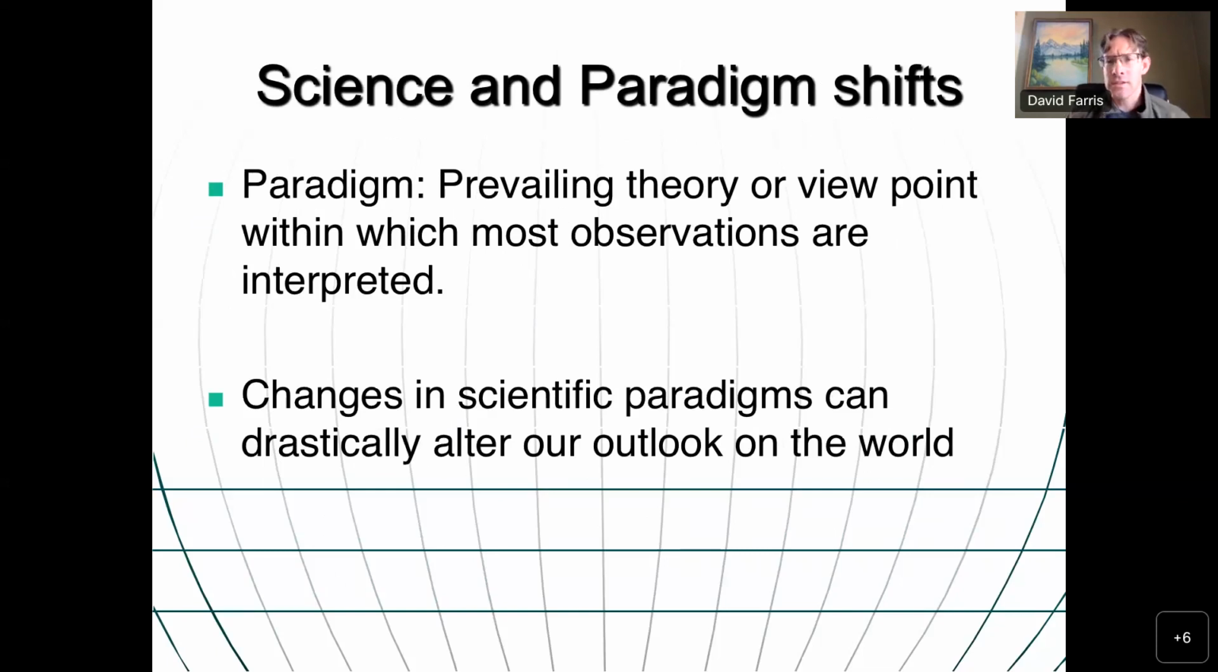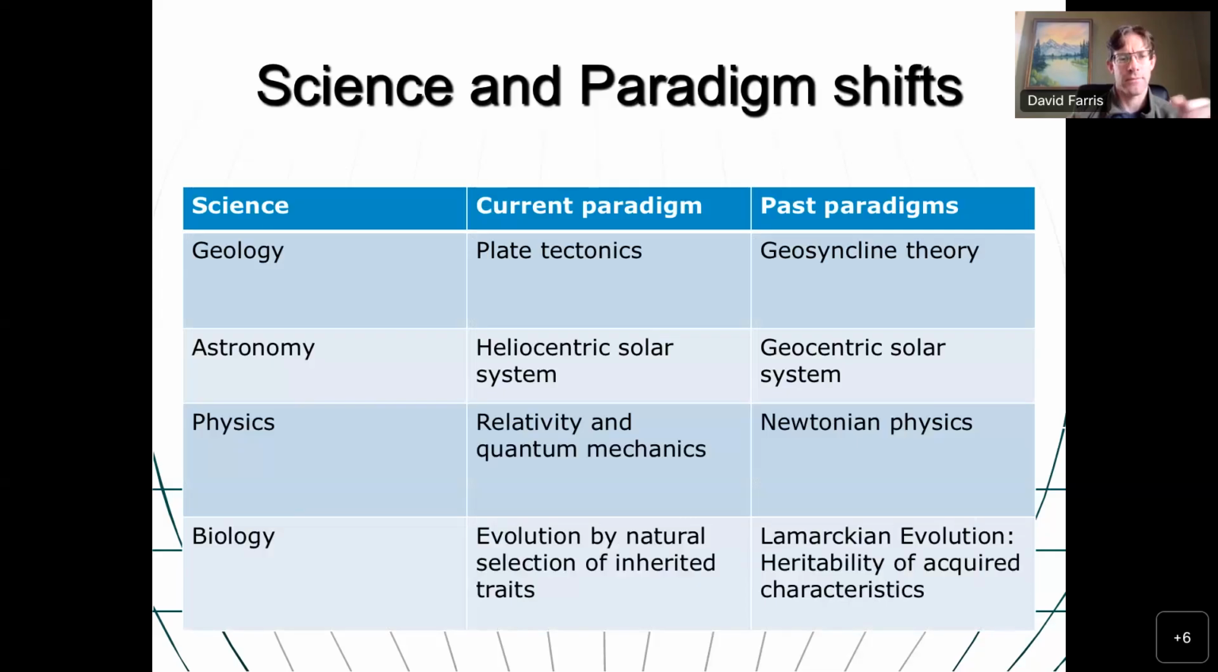Okay, so scientific ideas and hypotheses are framed in particular scientific paradigms. A paradigm is an overarching theory in which a lot of observations are interpreted. And periodically there are changes in scientific paradigms. I'll give examples of this. Okay, so in the geosciences, our current paradigm is plate tectonics. It's this idea that we've got a limited number of plates that move around on the surface of the Earth, and these describe how our planet functions.